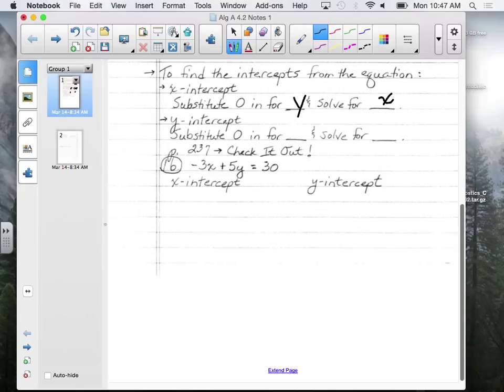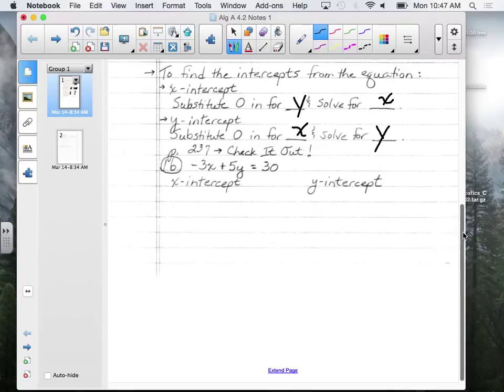Alright, so I think everyone was discussing for time, and that was good. Sort of got off track. So just the second part, when we find the y-intercept, we substitute 0 in for x and solve for y. It's just the exact opposite.